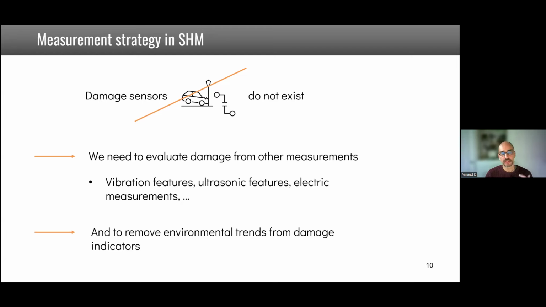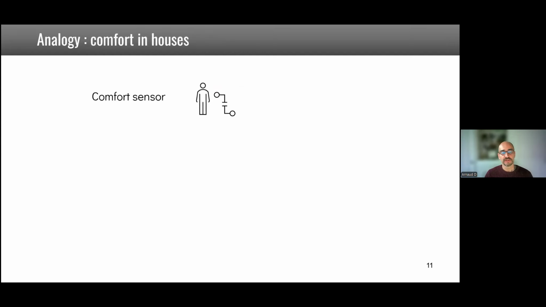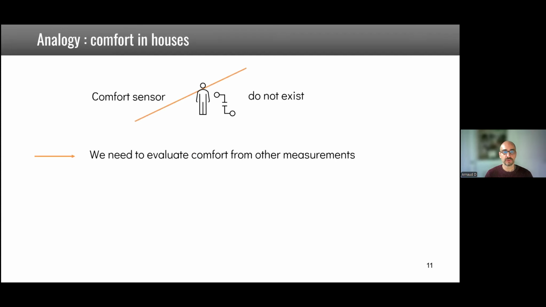Now I'm going to take an analogy, which is the fact that if you think about comfort of people in houses, for example, we don't have comfort sensors. So there is no way, unless you ask some people, to measure if they feel comfortable in the house. So it doesn't exist. So how do you do it? Usually, you will evaluate the comfort in the house from other measurements, such as the most common one, temperature. And this is why you have these thermostats in houses, because you measure temperature and from the temperature know if it's comfortable or not.